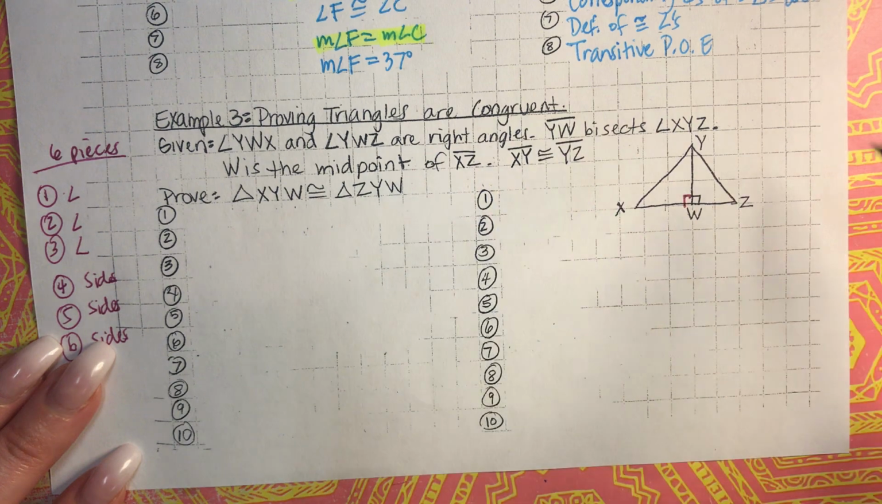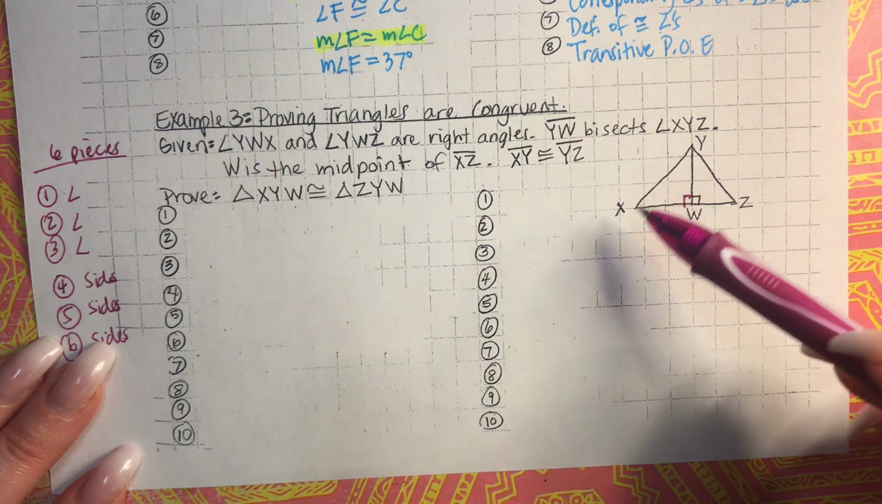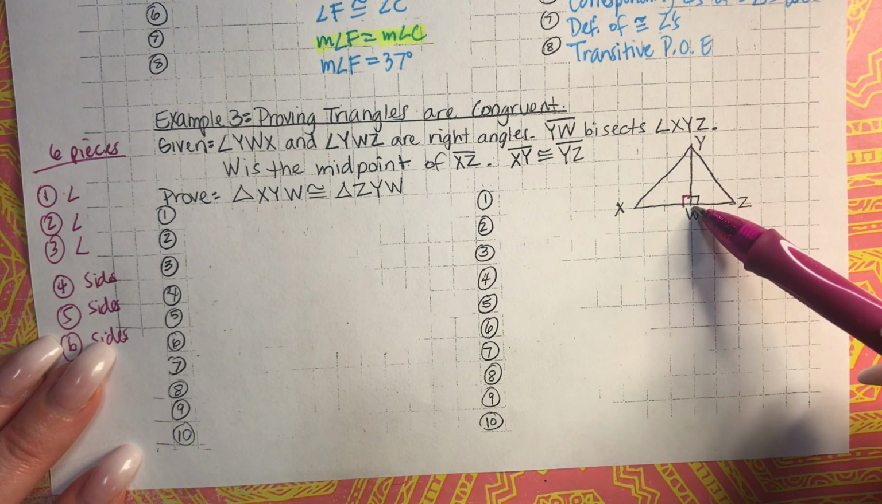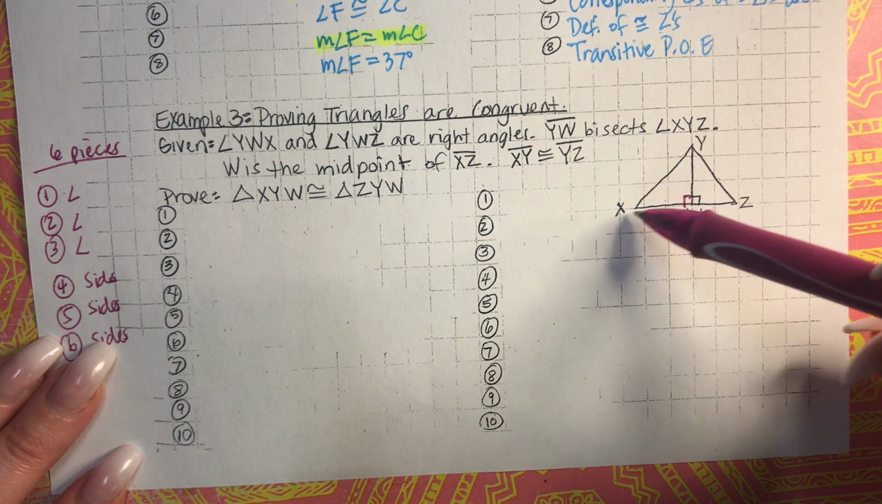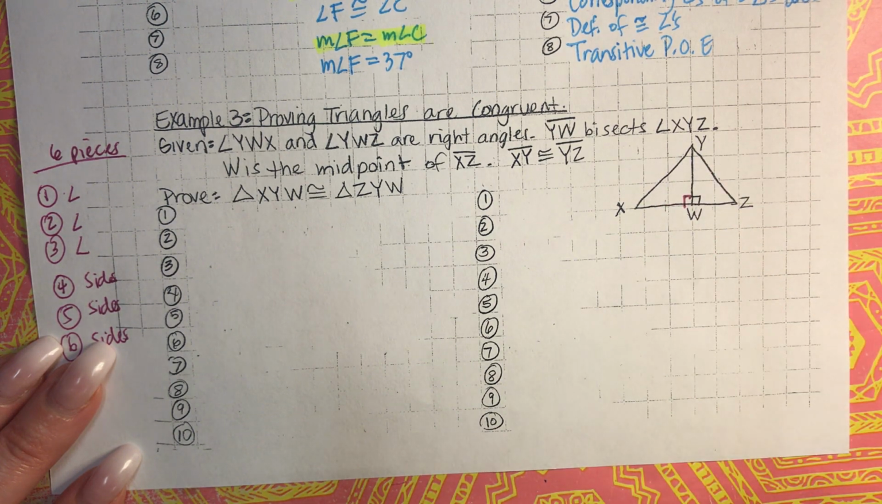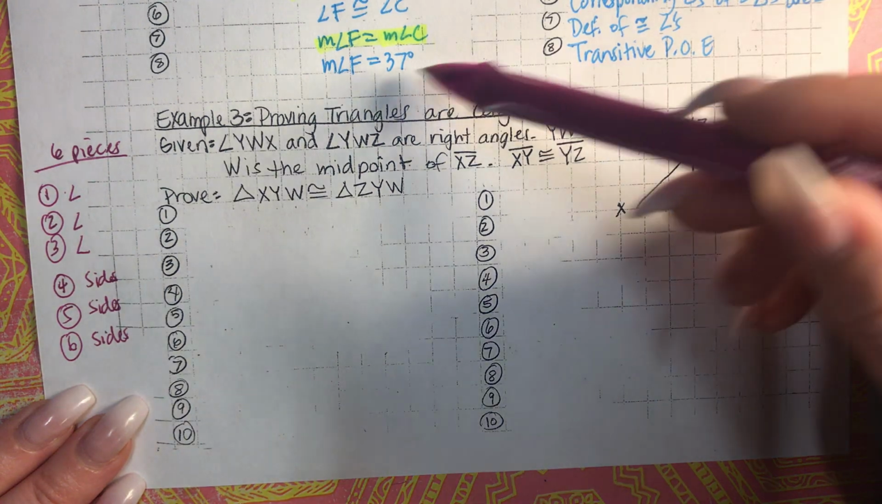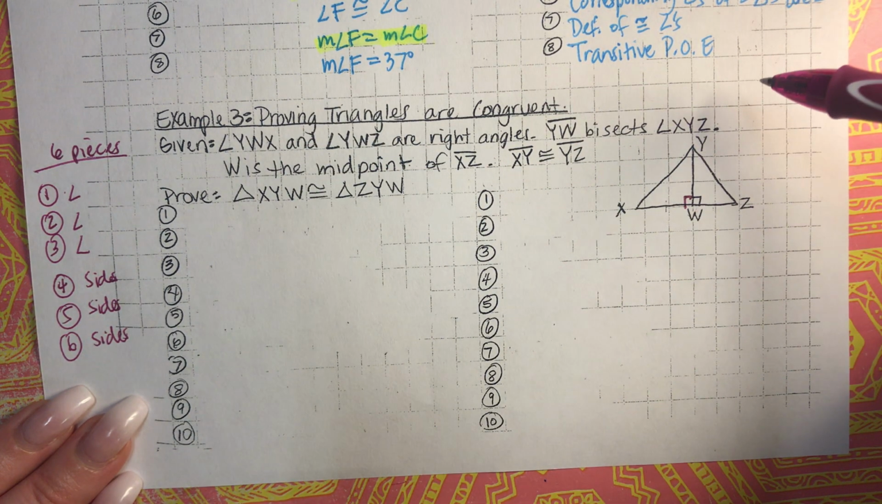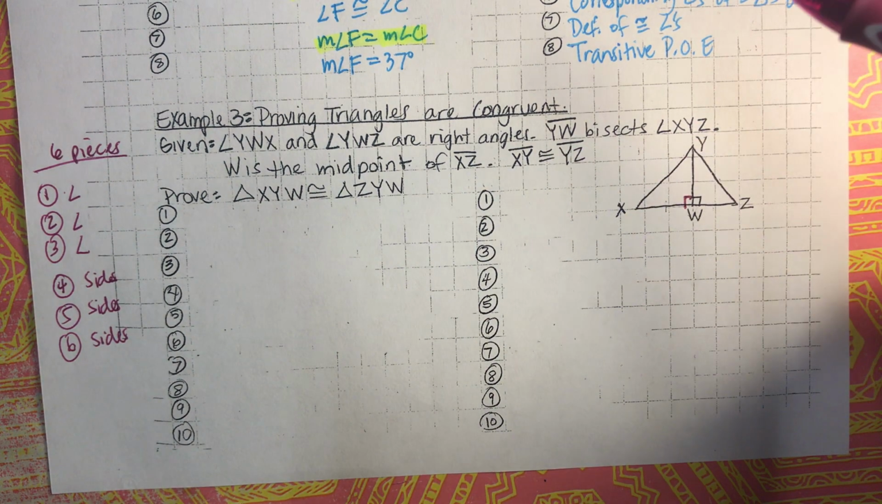Okay, that is a lot of given information. What we have to do is prove that triangle XYW is congruent to triangle ZYW. So we have to show that these 2 triangles are congruent. To do that, we need 6 pieces of information. Did this given information give us 6 pieces of information? I'm not sure. Let's go through it again, okay?